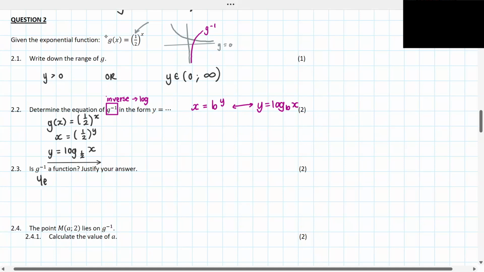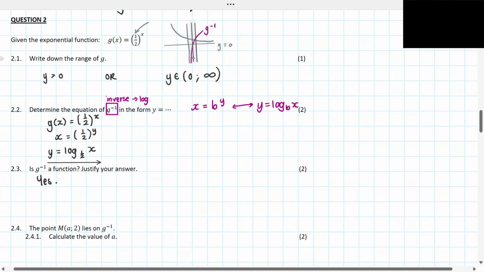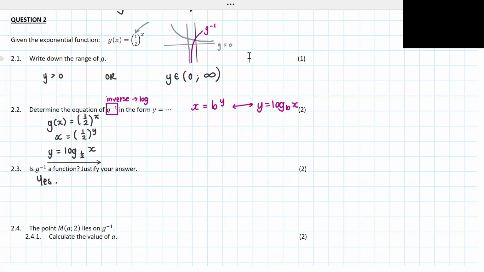So yes, it is a function. Again, if you do the vertical line test, no matter where you put that vertical line, no matter where you move it along the purple function, it's only cutting once. Obviously, the closer to the asymptote, it gets a bit dodgy. But if you were to actually graph it properly using software, you will see that it only ever cuts once. So it is a function, and it's the same reasoning as before. There is only one y value for every x value.